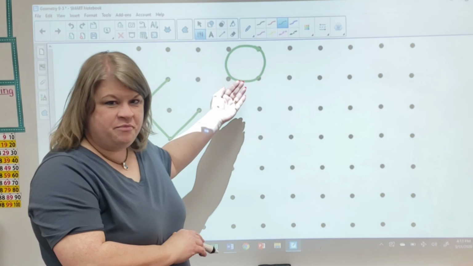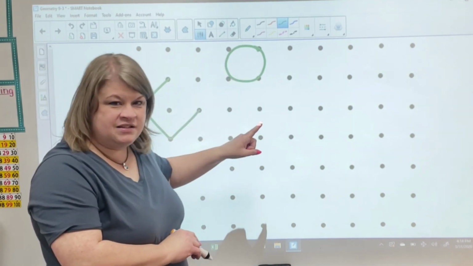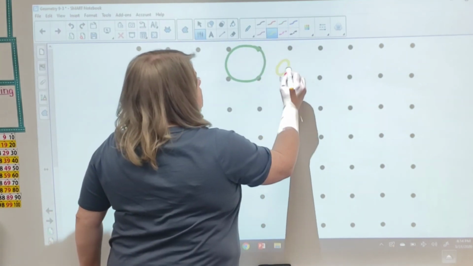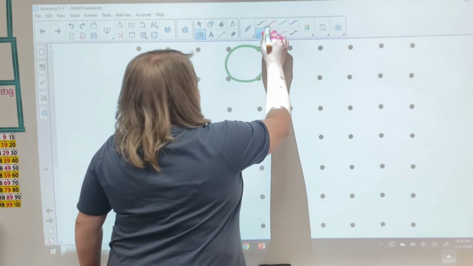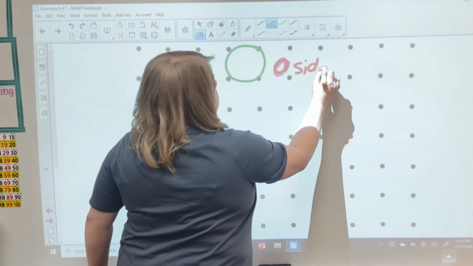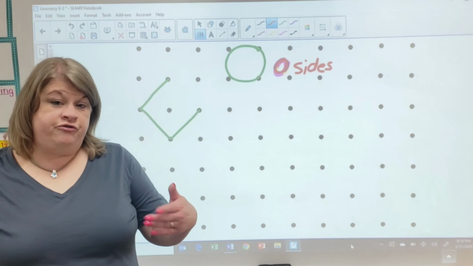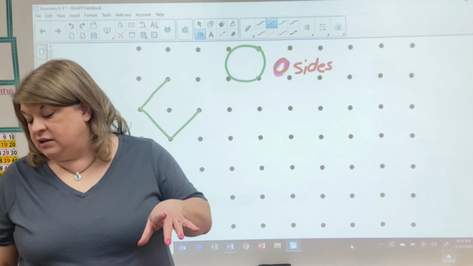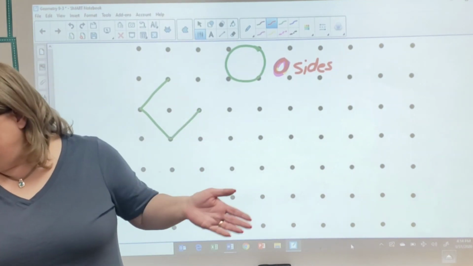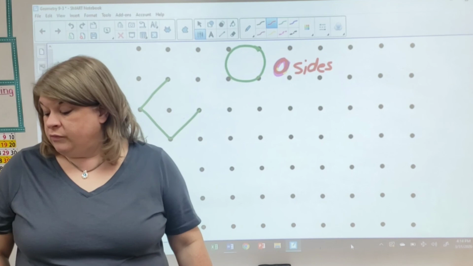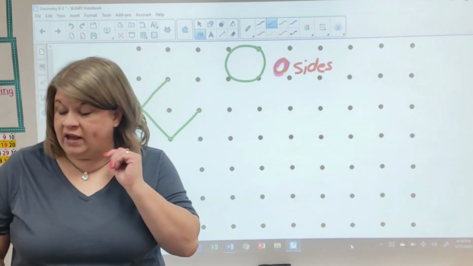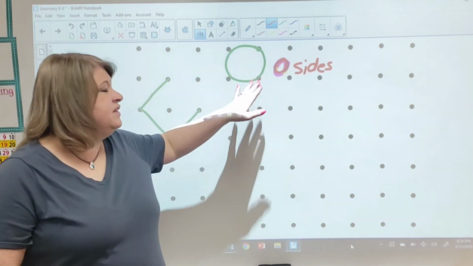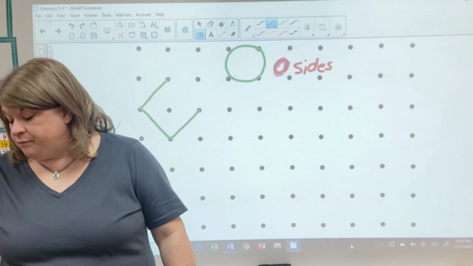The circle tells the number, doesn't it? Does this have any sides? No, it's a big 0. 0 sides. If it has no sides, it has no vertices, it has no angles, it's not a polygon, is it? None of those there. So how many vertices and angles? 0. Is it a polygon? No, it is not, because a polygon has to have straight sides. This does not.